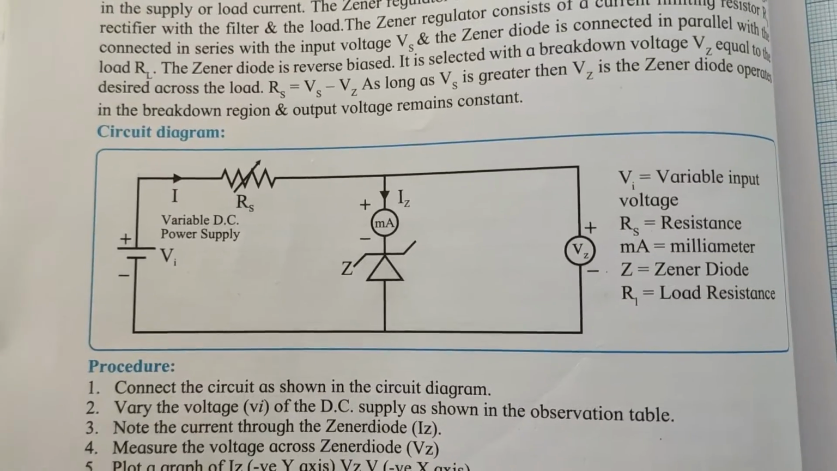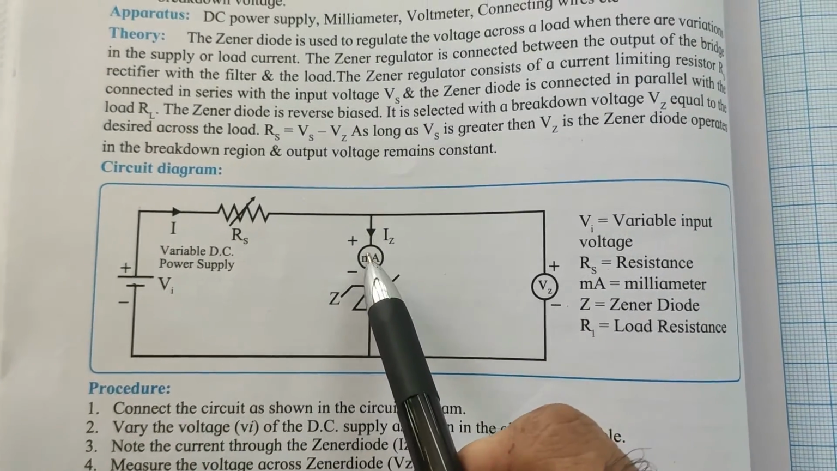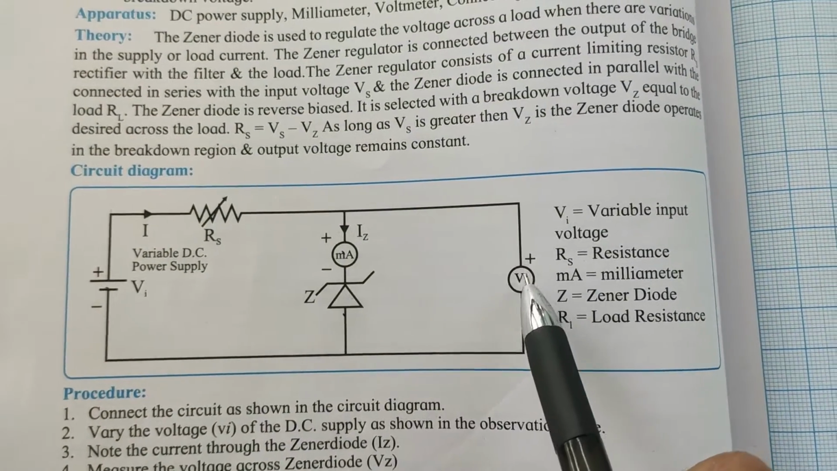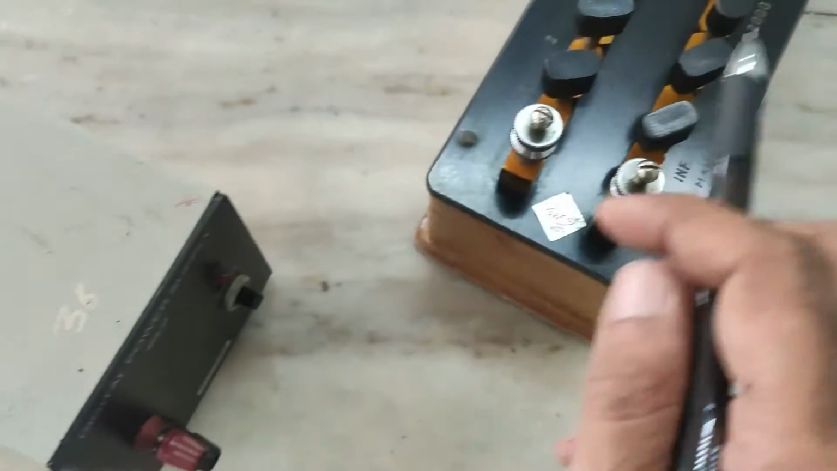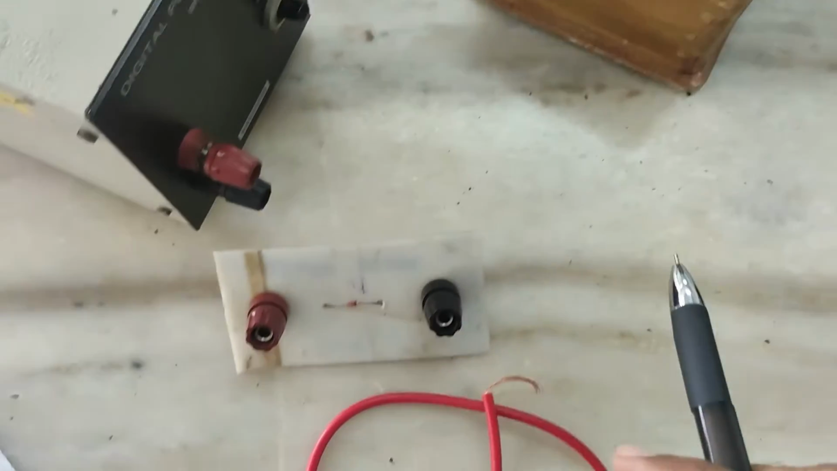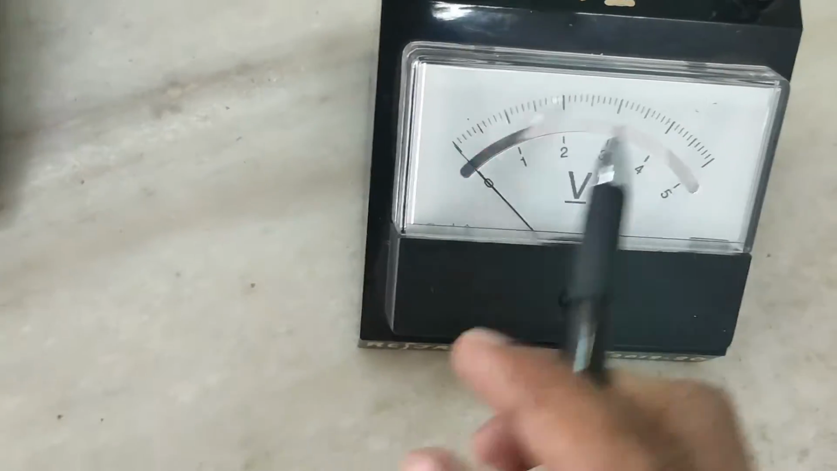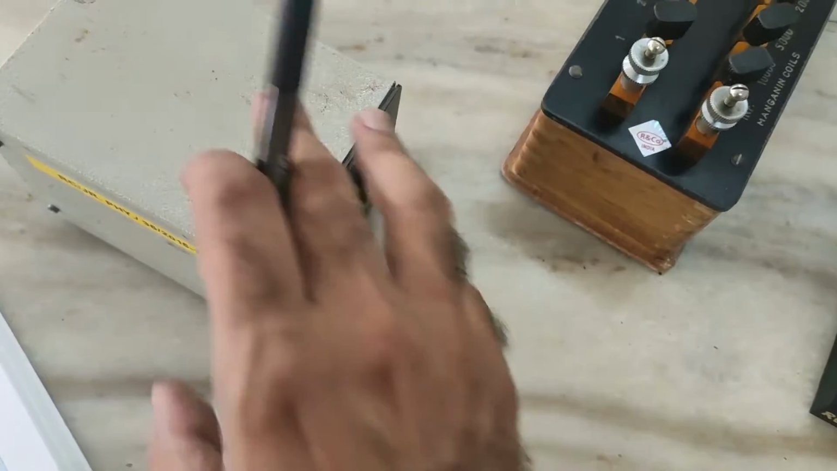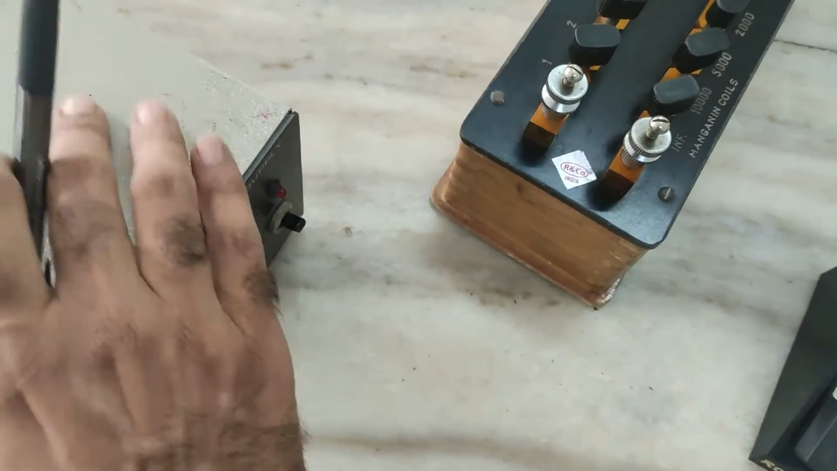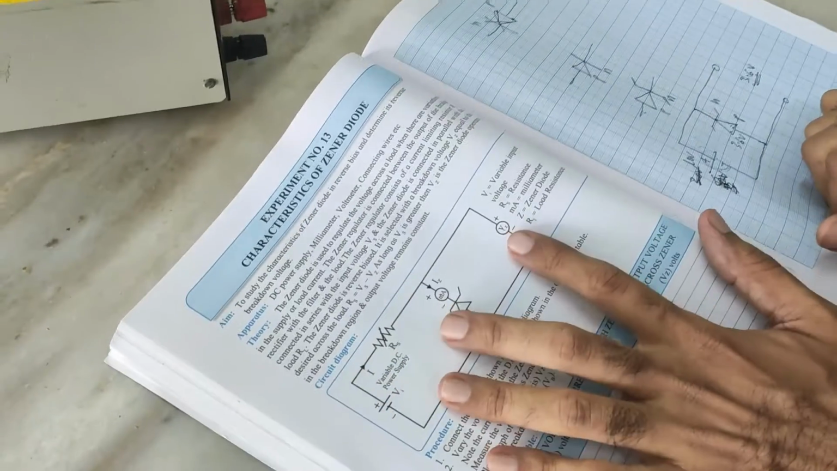So as in the diagram, you have a battery, you have a resistance box, you have milliammeter, you have Zener diode, you have a voltmeter. You can see the apparatus here. This battery, this resistance box, we have a Zener diode, we have a milliammeter, we have this voltmeter. I have arranged them the same way as in diagram, in the same order. The connections, as you can see in diagram.